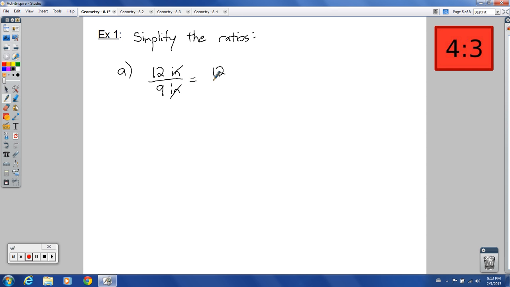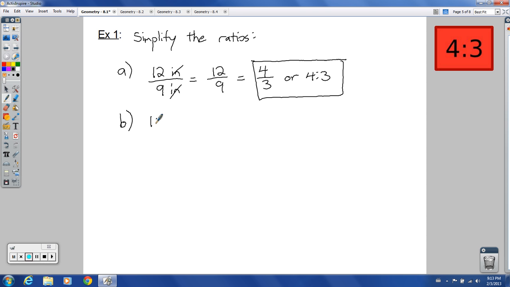So 12 over 9, you can reduce that. Divide by 3, you have 4 over 3. You can write it like that, or you can write it like this, 4 to 3. So you'll see that or that. Either way is going to be okay when you're talking ratios.